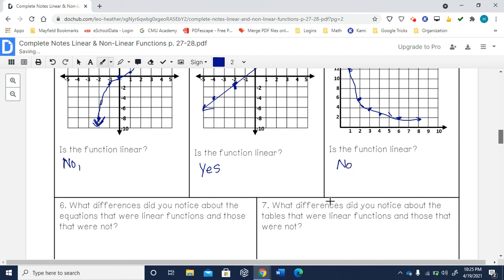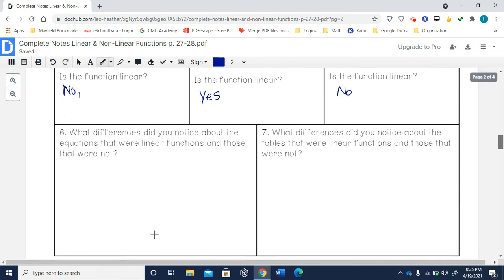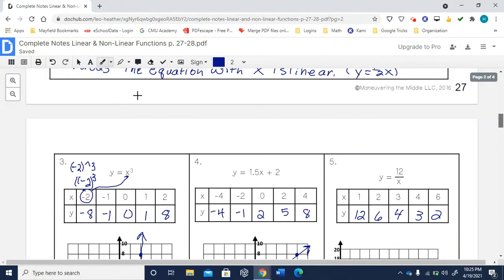Okay. Now, what differences did you notice about the equations that were linear functions and those that were not? So if I look at the actual equations, you're going to notice here we have an exponent, and here we're dividing. So x is on the bottom of the division problem, whereas in this case, we just have x, okay? So x to the first power, or just an x without an exponent.